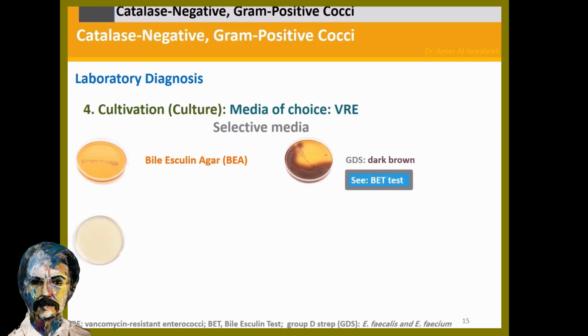So in order to have an idea about this bile esculin agar, we have to see the BET test. We will talk about this in detail in the lab, maybe 2 labs to come. This is the original color of the media, which is light brown or light orange. But if you see brown or dark brown, then this is going to be enterococci.